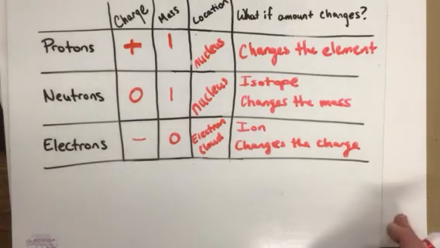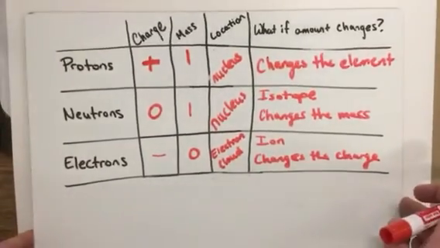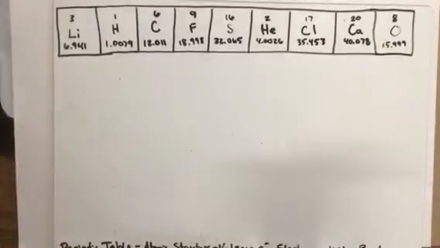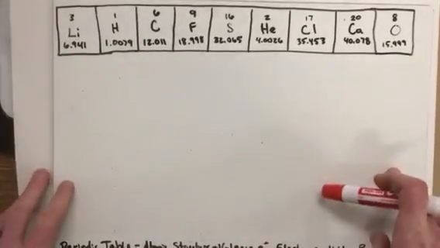All right. So now that we have this information, maybe you've copied it down so you can reference it. Now we can move to talking about some stuff on the periodic table. Let's start with atomic structure.